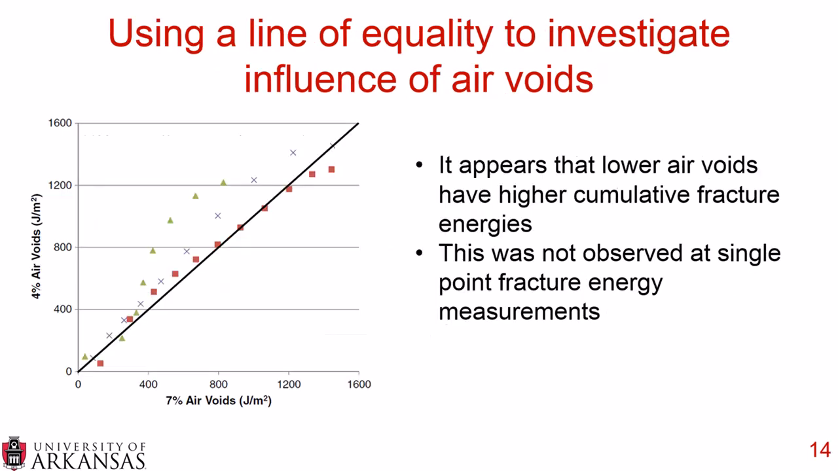x-axis. A nice thing about using these curves is we were able to establish lines of equality. So in theory, if the air voids had zero impact on the master fracture curves, all of these data points would line up exactly on the line of equality. But you can see that it appears that lower air voids have higher cumulative fracture energies. And we were not able to see this when we simply looked at a single point of fracture energy measurements. So this is some additional information, how these master fracture curves are lining up on top of or above the line of equality, which implies that having 4% air voids actually gives you a slightly higher increase of cumulative fracture energy.